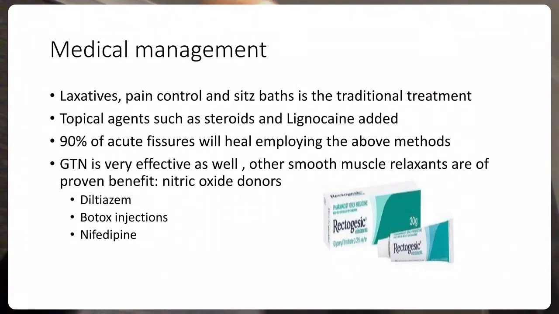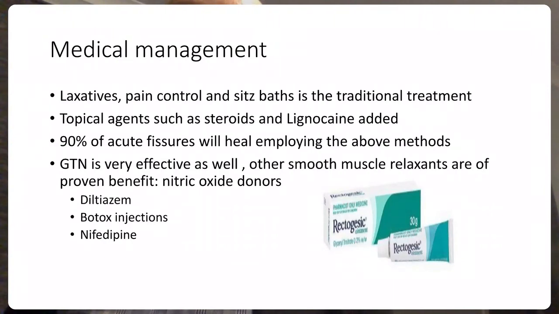There are other medications that we can use, and they seem to be effective. The glycerin trinitrate, it's the same medicine that you use for angina, is very effective. It's a smooth muscle relaxant. It's a nitric oxide donor that leads to relaxation of the anal sphincter and allows the fissure to heal. In a similar way, other medication can work, such as calcium channel blockers, the diltiazem and the nifedipine.